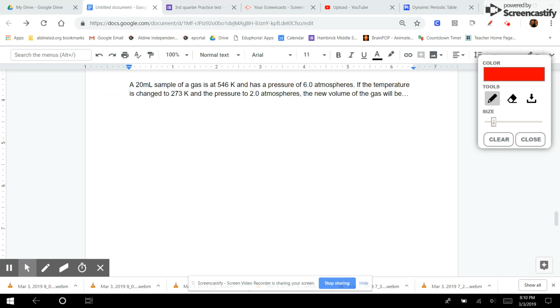Well, when I read the question, I'm realizing that the gas is changing, right? So if I know that the gas is changing, that means I need to use combined law, which is P1, V1, T2 equals P2, V2, T1.